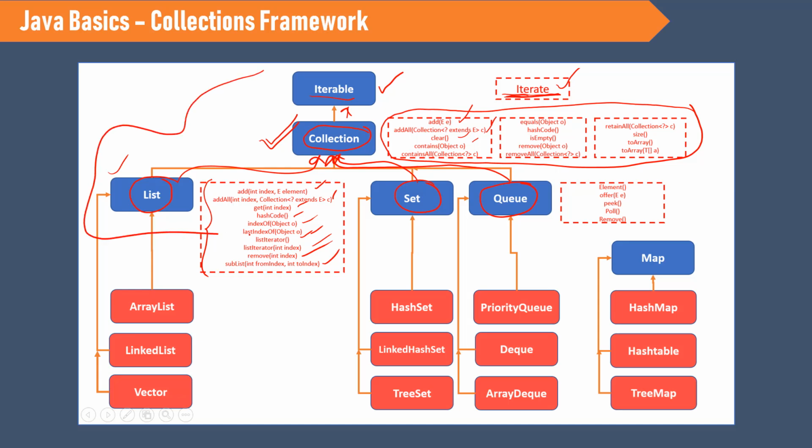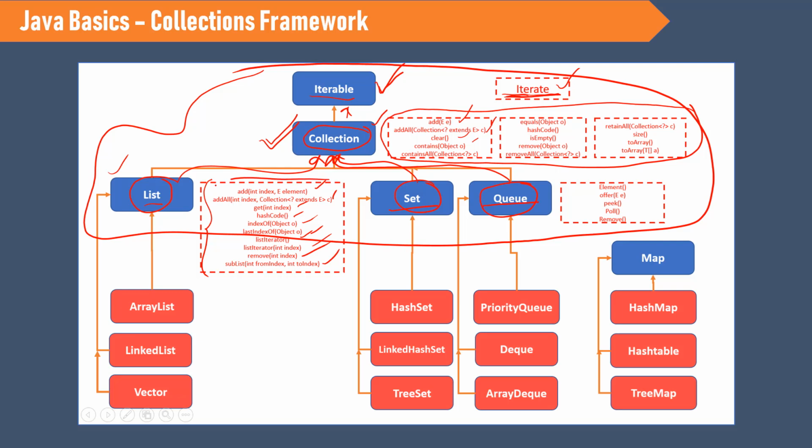So these are basically the interfaces section. That means the first interface is the iterable interface, which has defined the method iterate, and then the collection interface extended this iterable interface, which has defined some additional methods, and then list, set and queue interfaces have extended the collection interface and they have defined some additional methods.